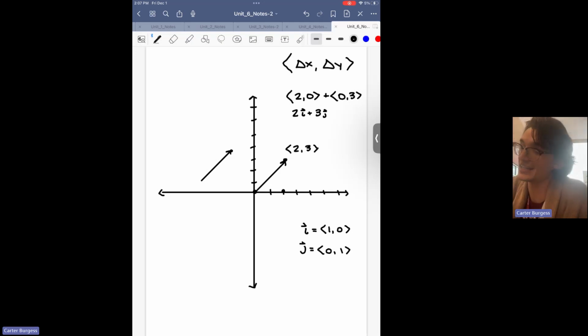Which is to say, if I want to follow this movement, if I want to break this apart into its component movements rather than just going start to finish, we need to travel twice in the i direction and 3 times in the j direction. And that result is the same movement that we end up with. The net result here is this exact same thing as going straight to the end.